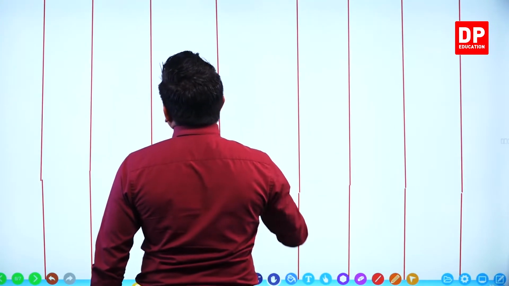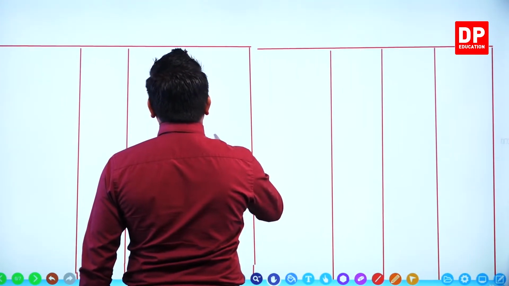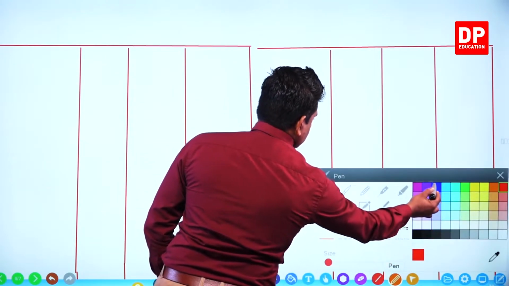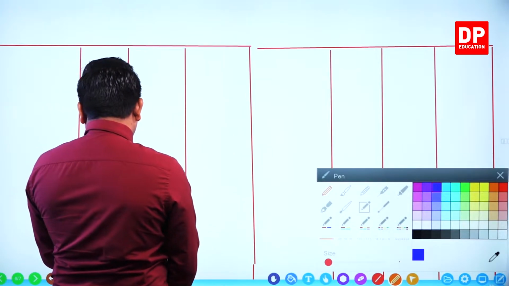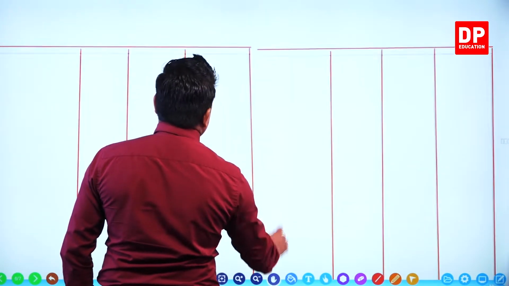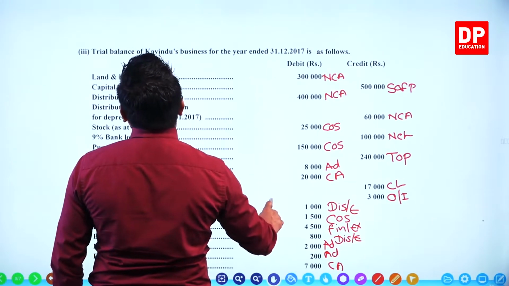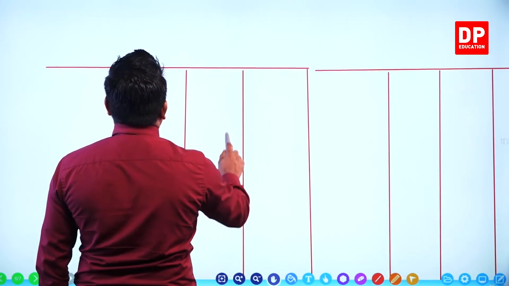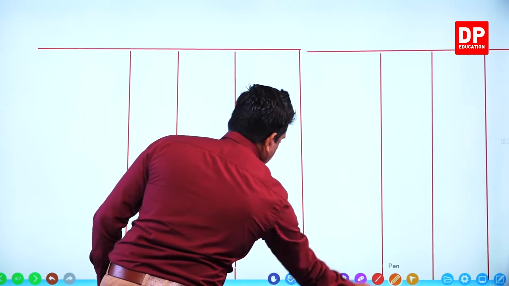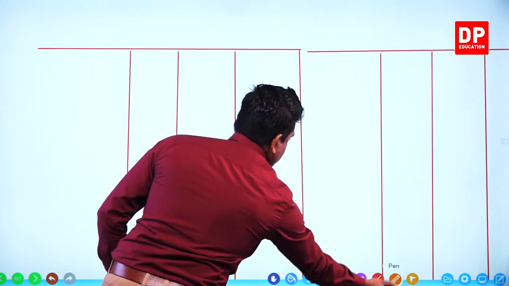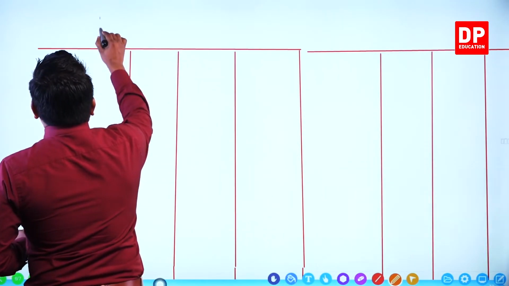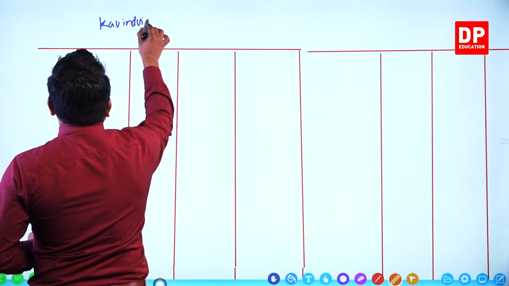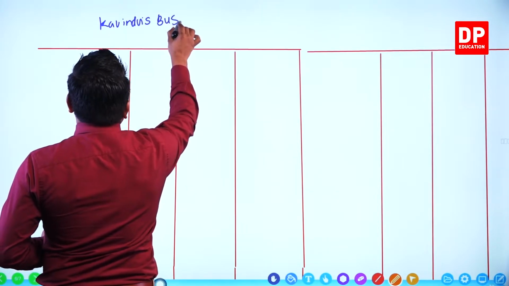Okay, now on the top you write name of the business. What's the name of the business? We can find it. They have given it, no? Kavindu's business. Then you go to the top of the profit and loss statement. There you write Kavindu's business.